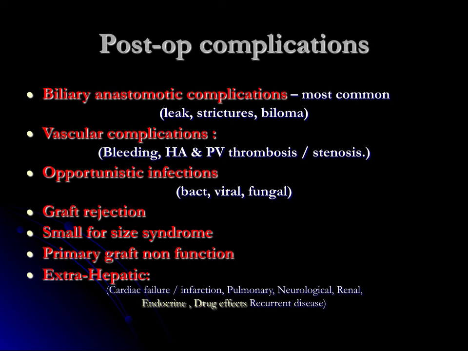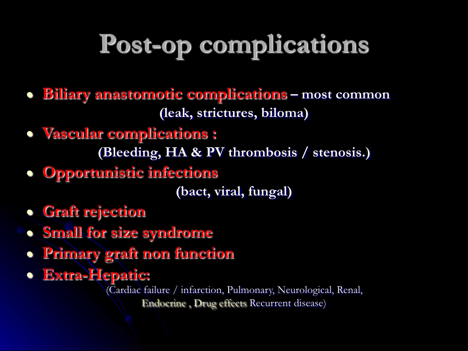For post-operative complications, as we are doing vascular anastomoses, we can be faced with bleeding or thrombosis of either the hepatic artery or portal vein, or stenosis of either. As the patient will receive immunosuppressants from day one, he can be subjected to infection. Biliary anastomotic complication we call the Achilles heel, which is the commonest complication in liver transplantation, like leak, stricture, and biloma. Graft rejection is also this kind of complication.